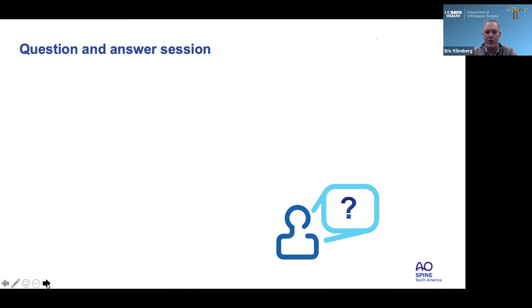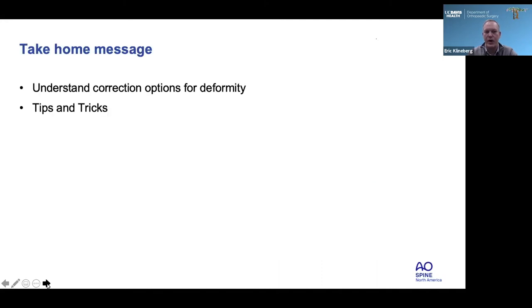Both the fellows have worked hard on their presentations, and I think we'll be able to give you some pertinent information about correction options for deformity, and then also go through some tips and tricks that they've noticed that we use here and that they've also picked up as potentially useful for them down the road when they head off to their new careers and new jobs.